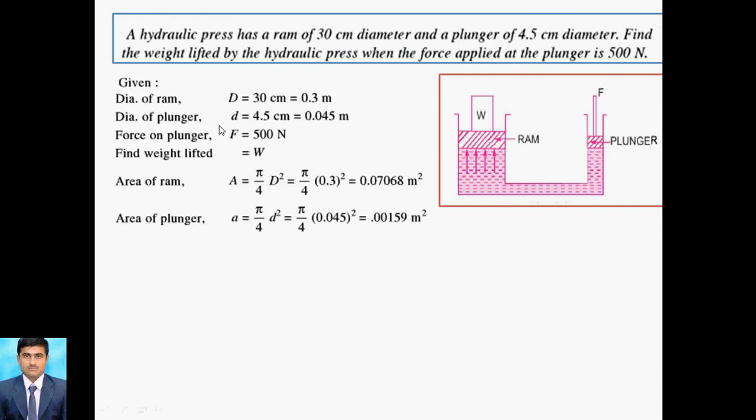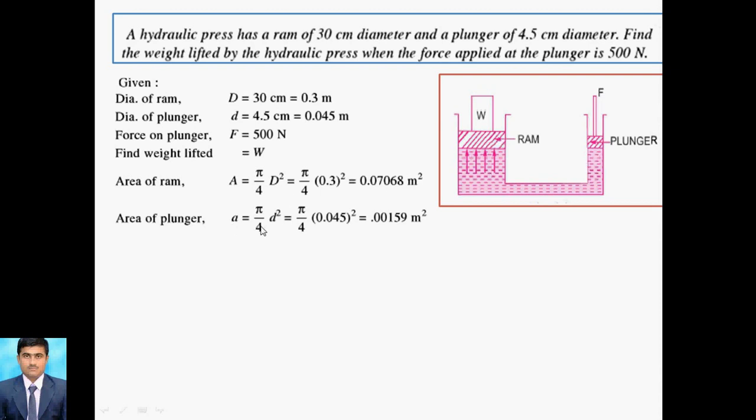So first of all, we take the given data from the problem. The diameter of the ram is 0.3 meter, converted to meter. The diameter of the plunger is 4.5 centimeters, convert it into meter. Then the force is given as 500 Newton, and the weight lifted will be the unknown. So we can take the area of the ram. The area of the ram is nothing but pi by 4 into capital D square.